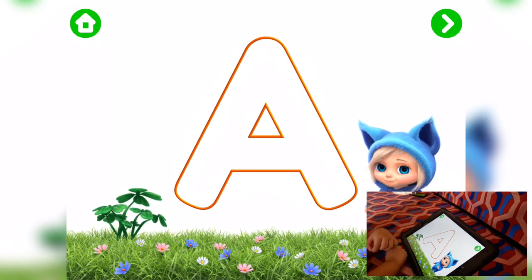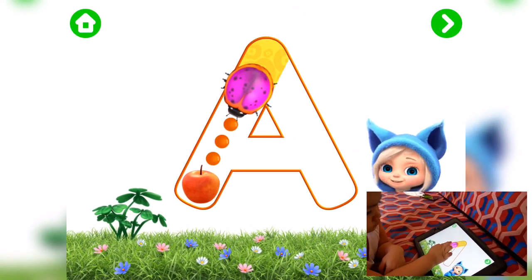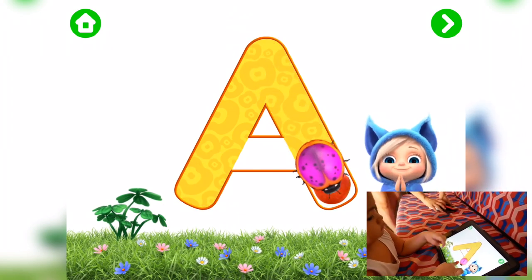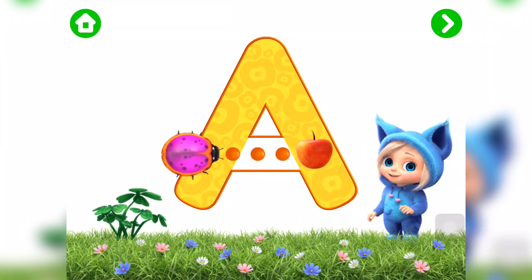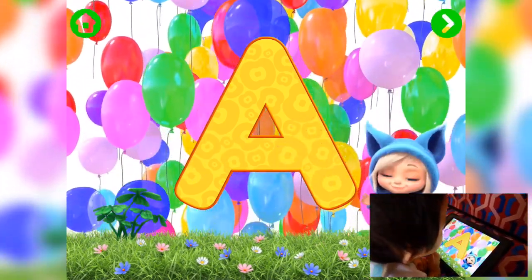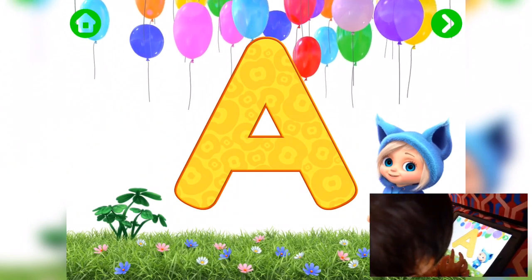Trace. Yan, very good. One. Two. Set balloons. Daming balloons.